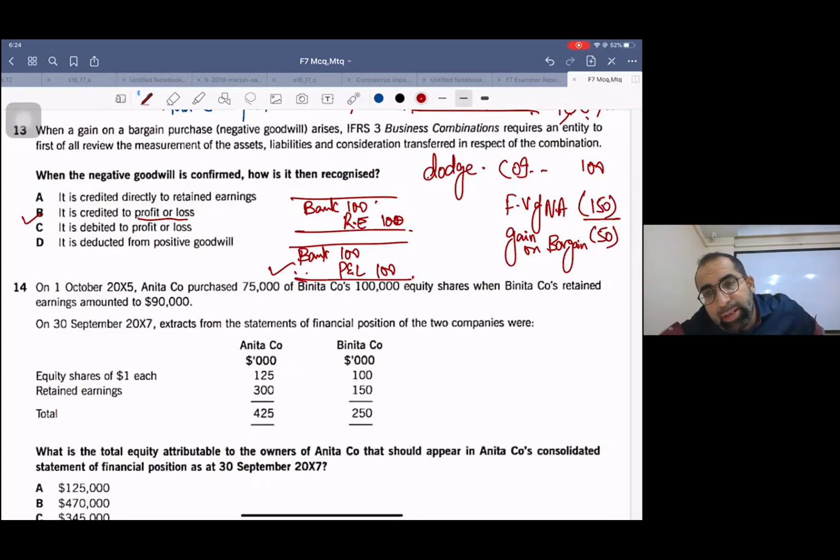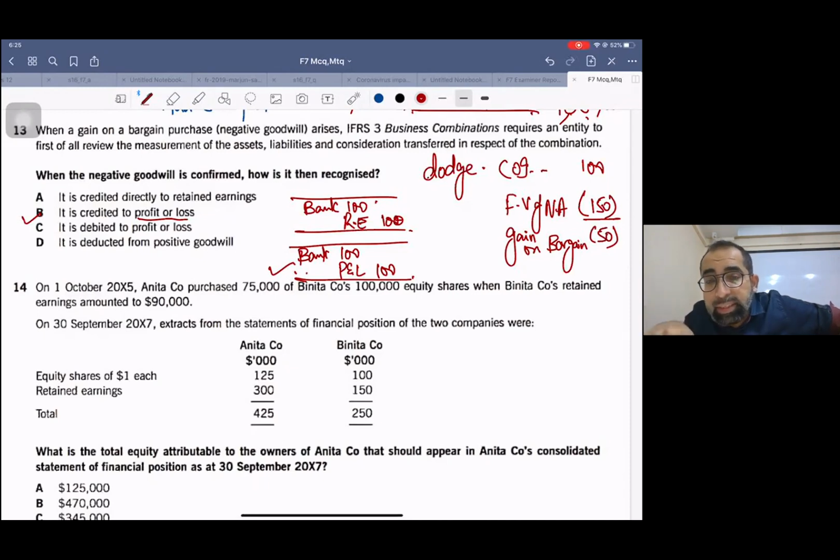Yes, in the second entry ultimately retained earnings will be affected, I agree. But if you are booking through P&L, your EPS, your profits and everything will be affected. So do remember that gain on bargain purchase is the income of the parent company. In the consolidated SOCI questions, if you have done the past papers and the exam kit, in the income statement we book it as other income. And one more thing, a scoring point, I'm telling you.